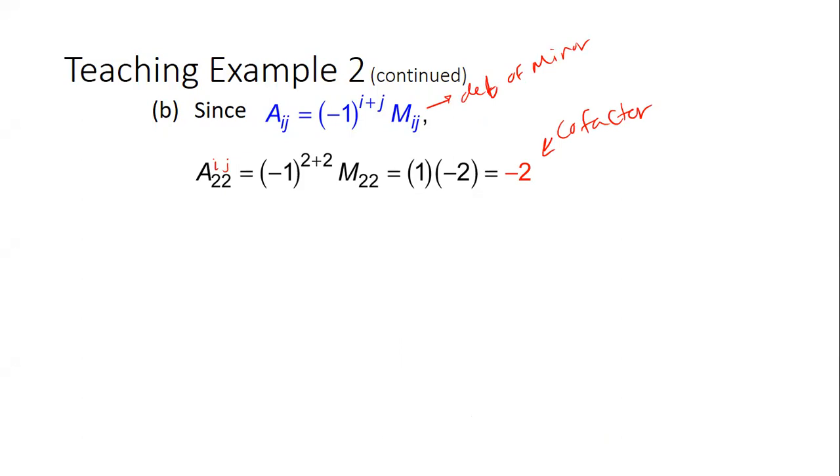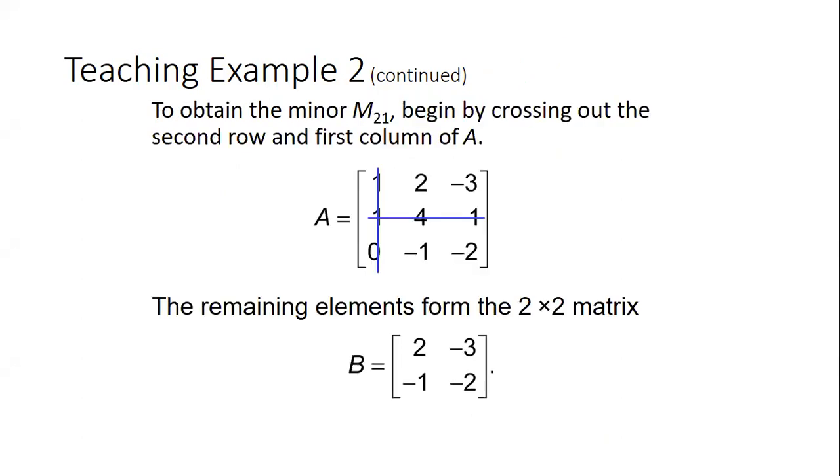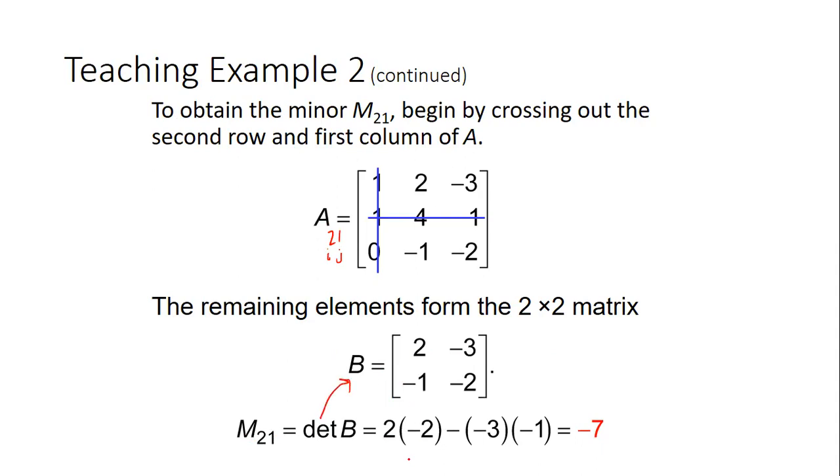So now we're going to do the same thing when we did A21. So for A21, we had this. We eliminated row 2, column 1, right? So this is going to be our I, and this is going to be our J. So this time I is 2, J is 1. And M21 is the determinant of the minor you created, which is -7. How do we find the determinant? We cross multiply and we subtract.